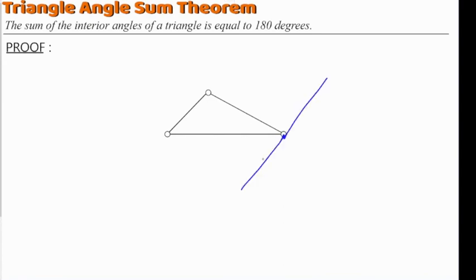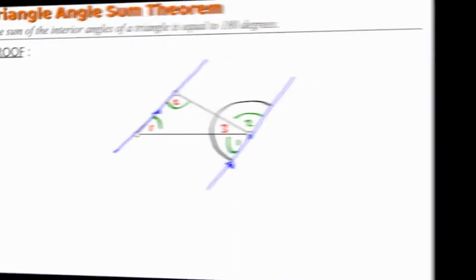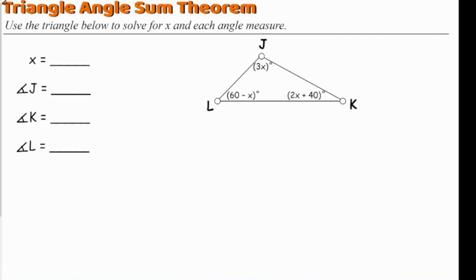And you can do this from any of the points and any of the sides. You can say, let these two sides be parallel, and then you can label your angles inside the triangle, find your angles that are alternate interior, and show that those three angles form a straight angle and add up to 180 degrees. Therefore, the angles inside the triangle do as well. Now we can use the triangle sum theorem to solve algebraic problems with triangles.